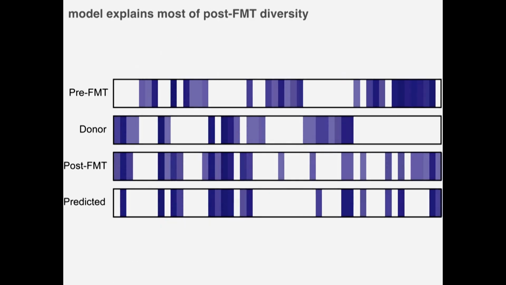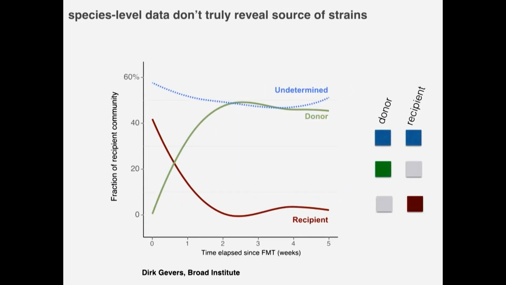So our model, this is the same thing as before. Our model explains a lot of the post-FMT diversity. These are our predictions in the bottom row. So you can see that there's a lot of agreement. But what I actually want to talk to you about is some more parallel computing stuff that I did.